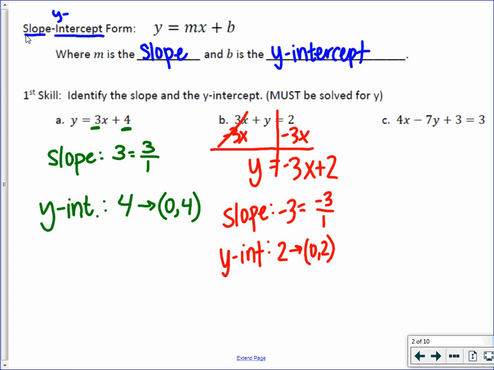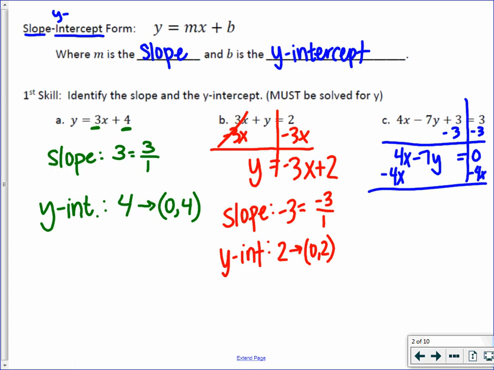All right, one more over here. This one, there's a couple steps to getting y by itself. First, we're going to subtract 3 from both sides. So we're left with 4x - 7y = 0. Then I'm going to subtract my 4x. So we have -7y = -4x. Divide by negative 7. y = a positive 4/7 x.